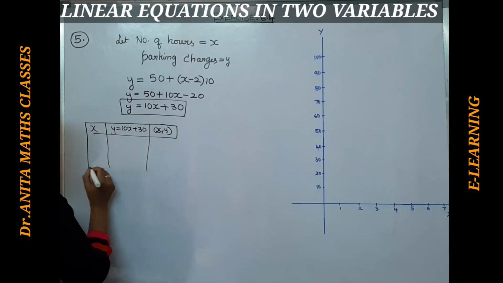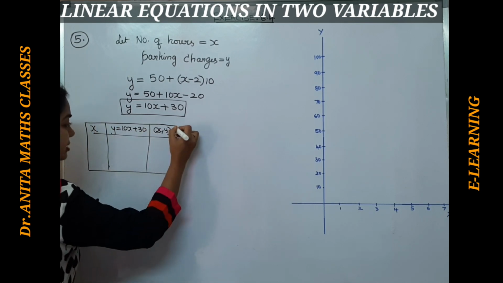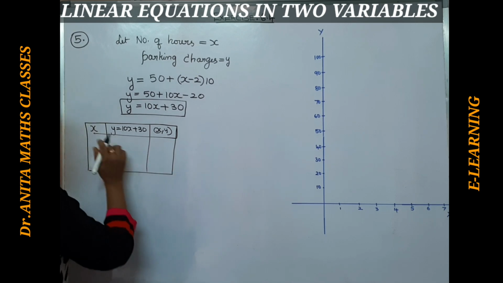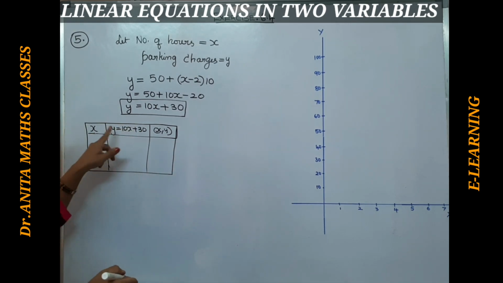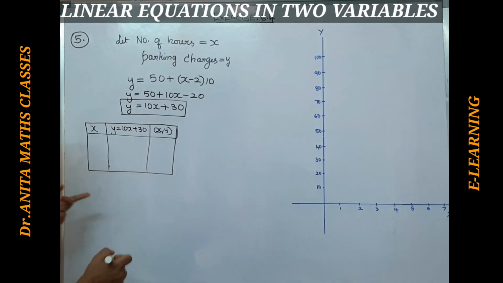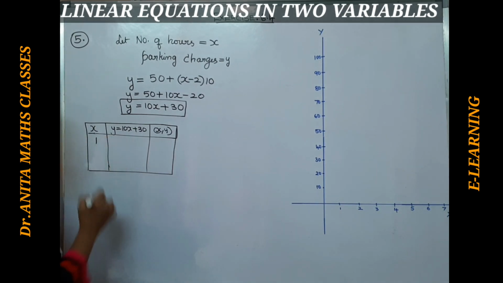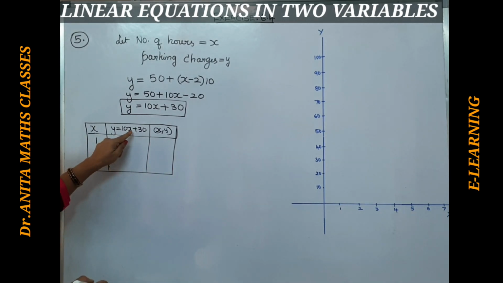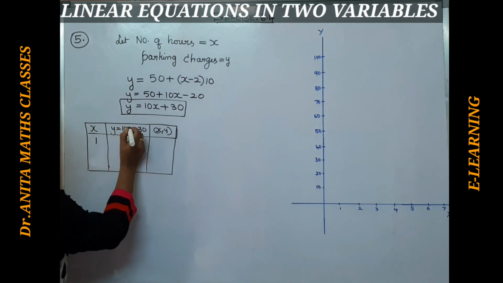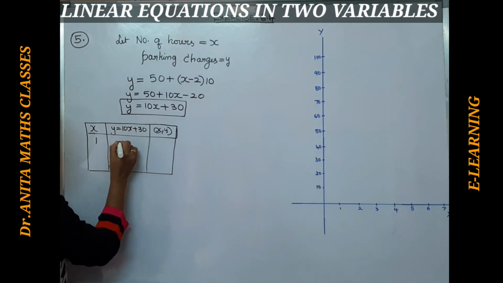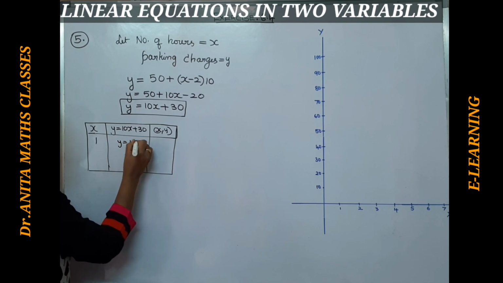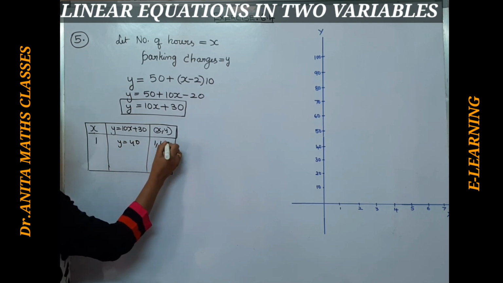Here, I'll suppose some x values, substitute them in, and get the y values. Let me suppose x as 1. Then 10 into 1, because x is 1, is 10, plus 30 is 40. So y equals 40. So (1, 40) is the point.